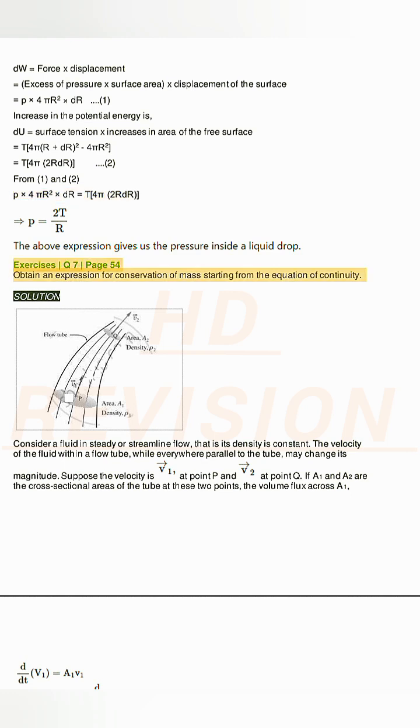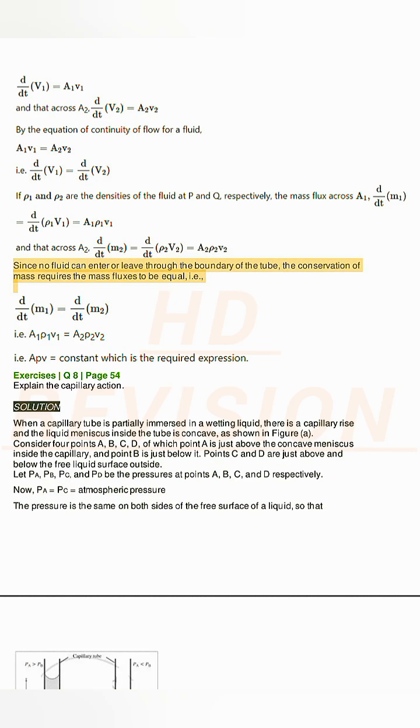Exercises Q7 page 54. Obtain an expression for conservation of mass starting from the equation of continuity. Solution. Consider a fluid in steady or streamline flow, that is, its density is constant. The velocity of the fluid within a flow tube, while everywhere parallel to the tube, may change its magnitude. Suppose the velocity is v1 at point P and v2 at point Q. If A1 and A2 are the cross-sectional areas of the tube at these 2 points, the volume flux across A1 is A1 v1. Since no fluid can enter or leave through the boundary of the tube, the conservation of mass requires the mass fluxes to be equal, i.e.